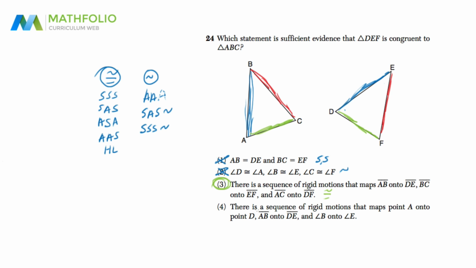Just to rule out 4, let's take a look. There is a sequence of rigid motions that maps point A onto D. So that would be A onto D, AB onto DE, so that would be this blue onto this blue, and then angle B onto angle E. Well, that doesn't prove anything about the lengths of DF and EF compared with AC and CB, and in fact we could just move this and move this, and these other rules would still be true, yet these shapes wouldn't be congruent because I could have just moved those 2 points around. So therefore 4 is not the answer, and 3 is.